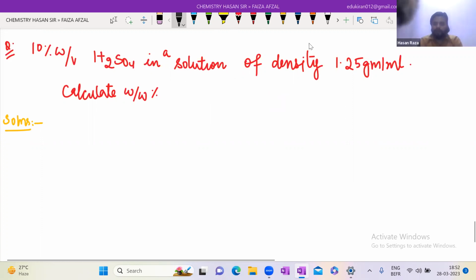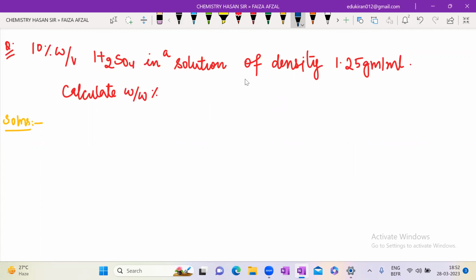Are you done with this, or are you facing any kind of problem in this? Yes, sir. The previous question was about calculating weight by volume. I'm not sure what to do with density, because from density we can find the volume.